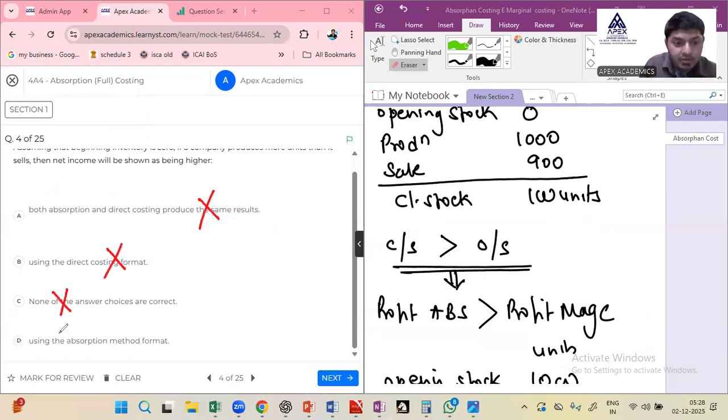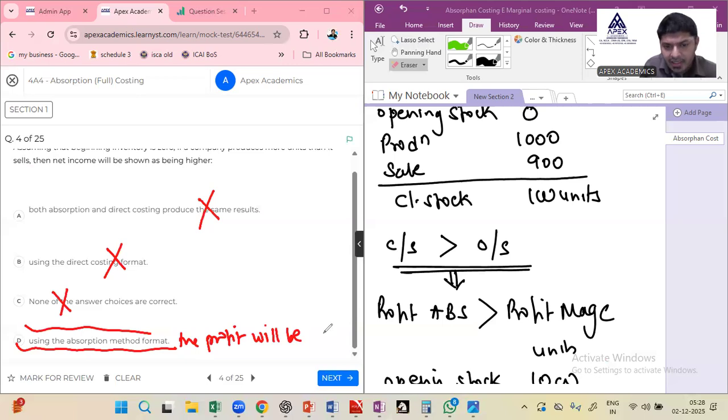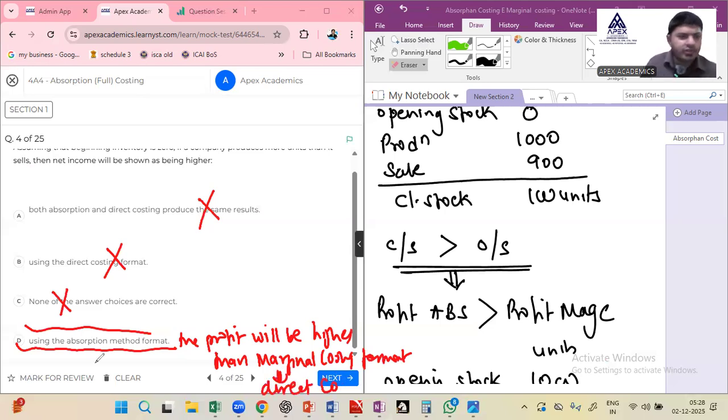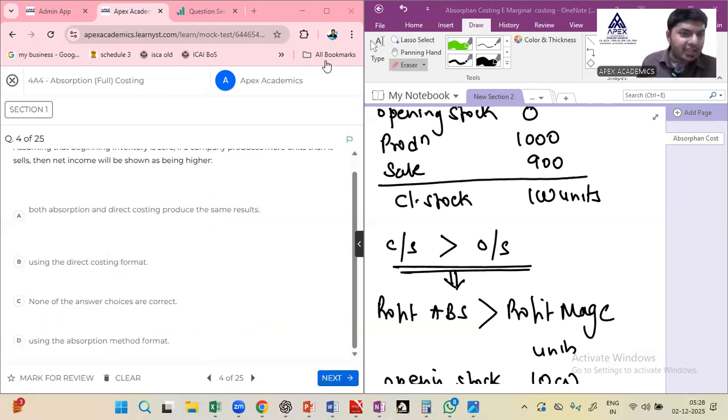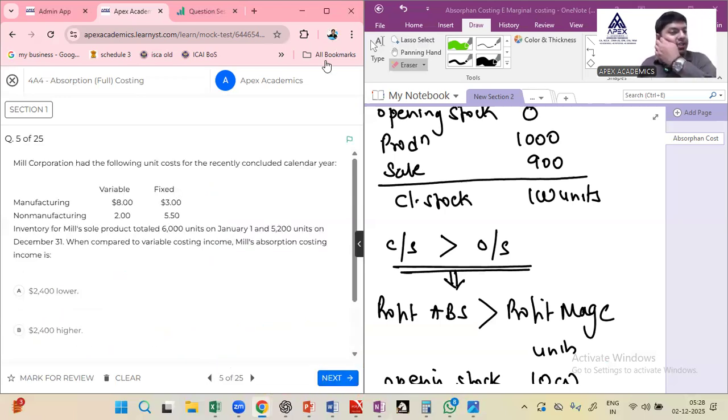Under the absorption method format, the profit will be higher than the marginal costing format. Marginal costing is also referred to as what? Direct costing. So with this, we all agree that our answer is option number D. Now, with this understanding, let's move ahead to the next question. Let's take a look at question 5.